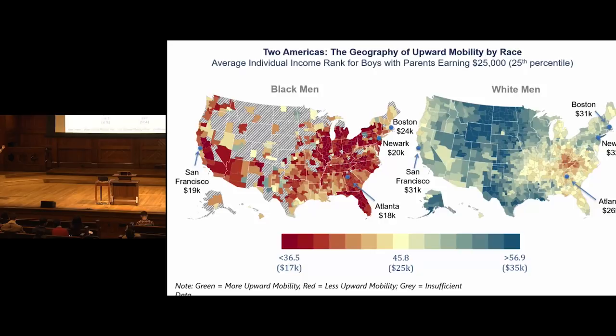Now, there are still significant differences in terms of rates of upward mobility within the two groups, right? So you see places for black men that have significantly lower incomes relative to others. If you take Atlanta versus Boston, you can get differences of income of about $10,000. And similarly, within white men, you see significant differences.